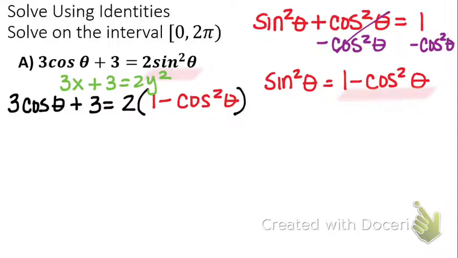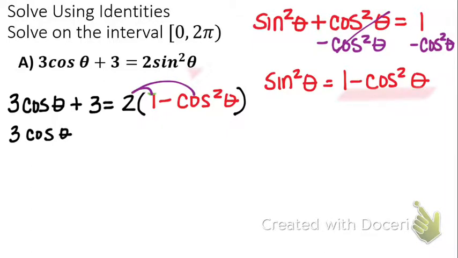So now, let's go ahead and distribute that 2. Like I said, being honest, if I had to say what's the hardest question, this is it. And that's why I want us to practice with it today and tomorrow. So 3 cosine theta plus 3 equals 2 times 1, which is 2, minus 2 times cosine squared theta. So that's where I am.